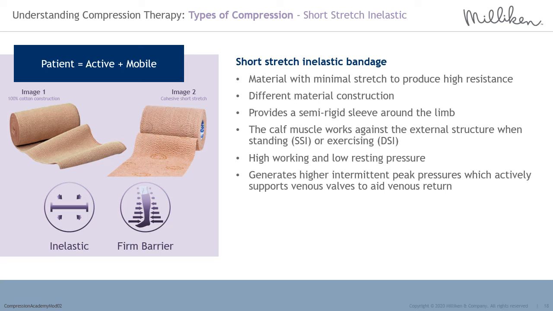The applied bandage forms a semi-rigid sleeve around the limb to support the venous system and in particular the calf muscle, which then works against the resistance when standing, static stiffness index, and during exercise, dynamic stiffness index, to empty the deep vein. Short stretch bandages deliver high working pressures and lower resting pressures, generating higher intermittent peak pressures which actively support the venous system structures, the veins, the valves, and the calf muscle pump, aiding venous return.